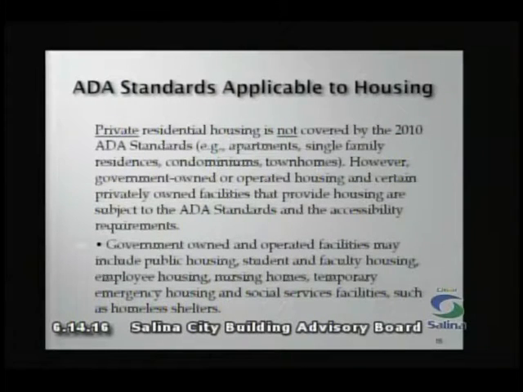Government-owned and operated housing, and certain privately owned facilities that provide housing, are subject to ADA, and we'll get into that in the next slide. Government-owned means student or faculty housing, say at universities, employee housing, nursing homes, temporary emergency housing, social service facilities, such as we see with homeless shelters. Those would fall under the category of government-owned and operated.